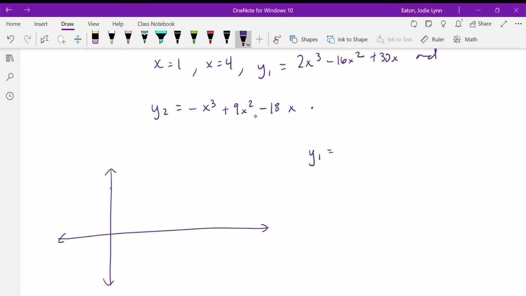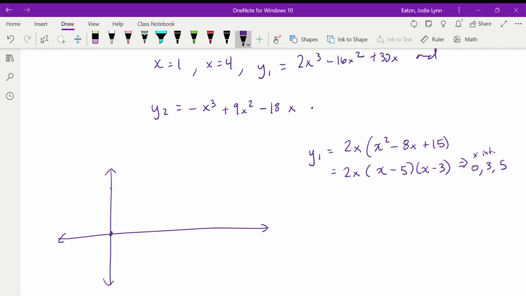Okay, y1 is 2x cubed minus 16x squared plus 30x. So for y1 we can factor out a 2x. So we have 2x times (x squared minus 8x plus 15), and that factors to 2x times (x minus 5) times (x minus 3). So the x-intercepts are 0, 3, and 5. Okay, so that is my y1.